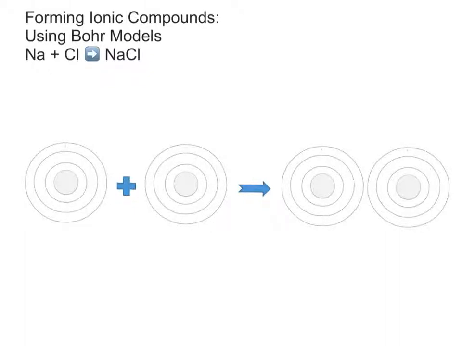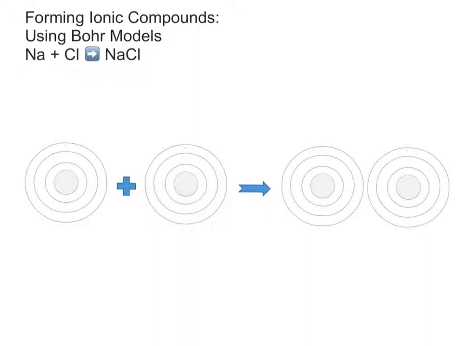In a previous video, we showed the formation of ions using Bohr models. Today we're going to show the formation of ionic compounds, and we have an example using Bohr models and then an example using electron dot structures. Our first example is using Bohr models.